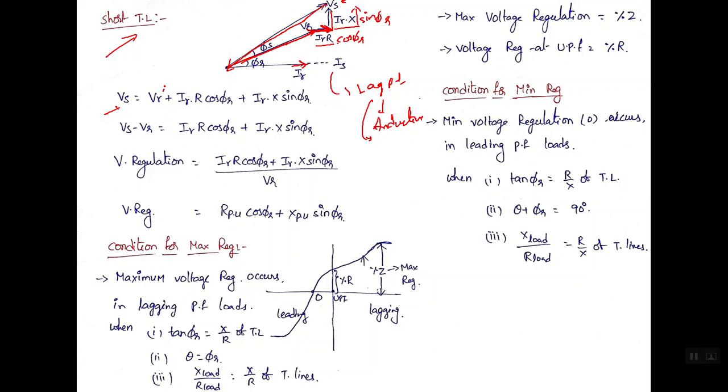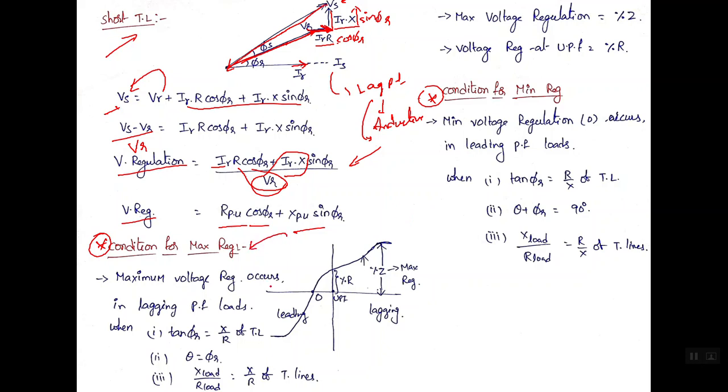From this we can easily say that Vs minus Vr is equal to this one, and if we take this as voltage regulation, we have to divide by the receiving end voltage. We will get this one, that is voltage regulation. Here these are per unit values, so we can write R per unit cos phi r plus X per unit sin phi r. What are the important things in this voltage regulation? That is the condition for maximum regulation and the condition for minimum regulation. These are the important ones, friends. Here, the condition for maximum regulation. The regulation curve is like this.